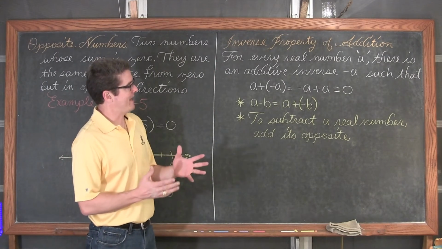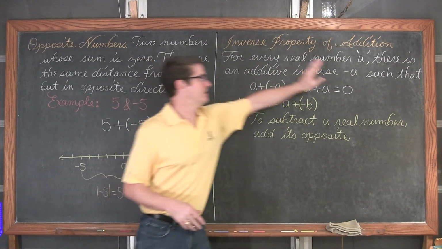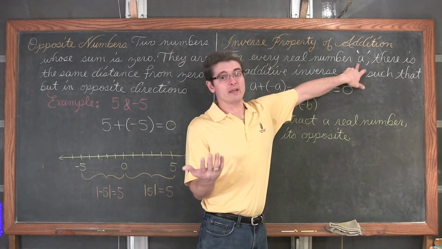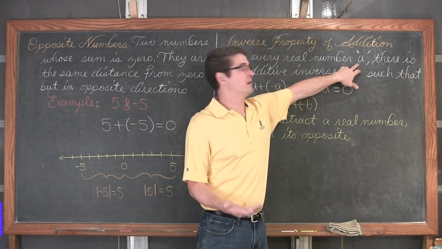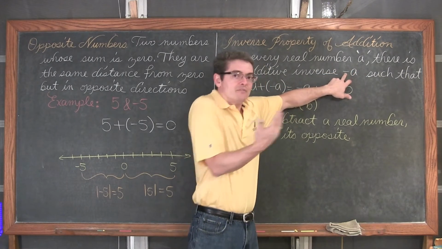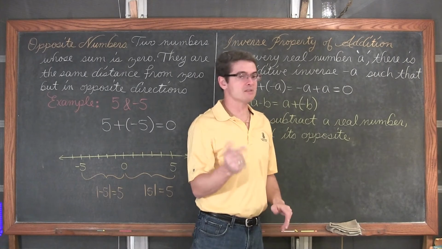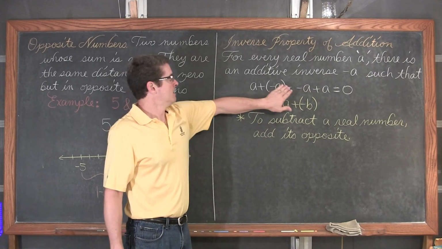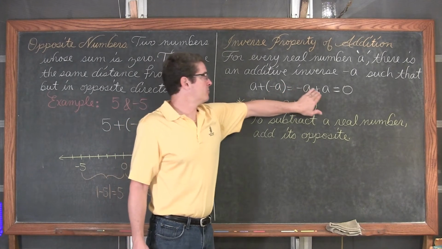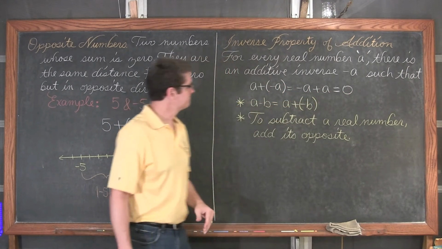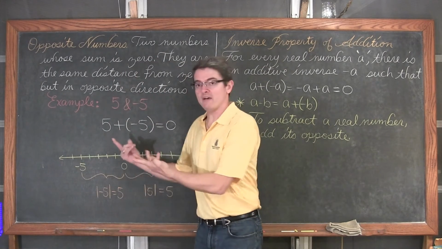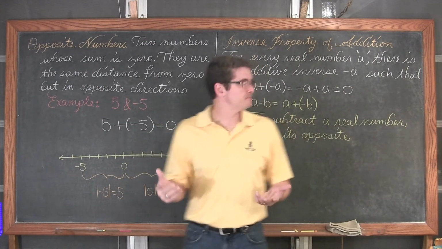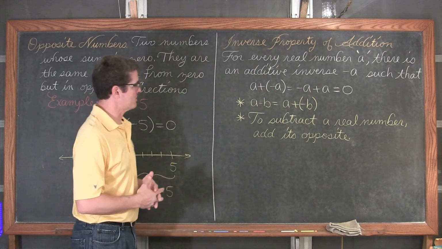For every real number a, there is an additive inverse, negative a, or actually I shouldn't say negative a, but the opposite of a, because I don't know what a is. Maybe a is -4. So then the opposite of -4 is +4. And such that a plus the opposite of a is equal to the opposite of a plus a, which is equal to 0. Or, that's what we have here: 5 plus -5 is equal to 0. This is just saying the same thing in general terms.